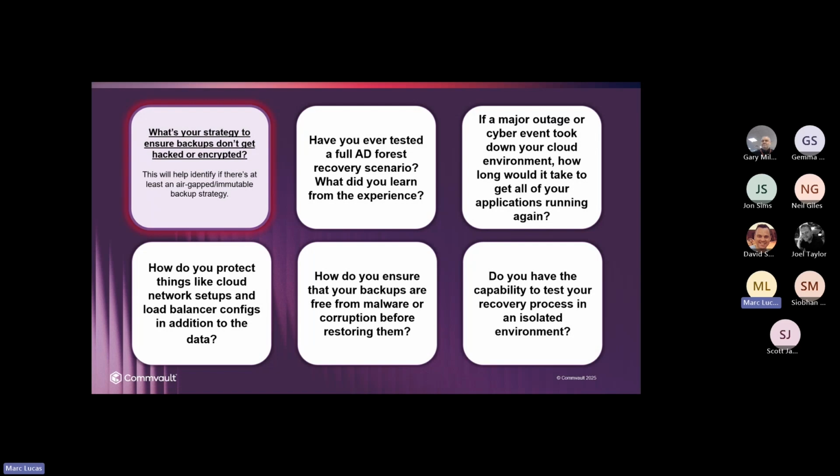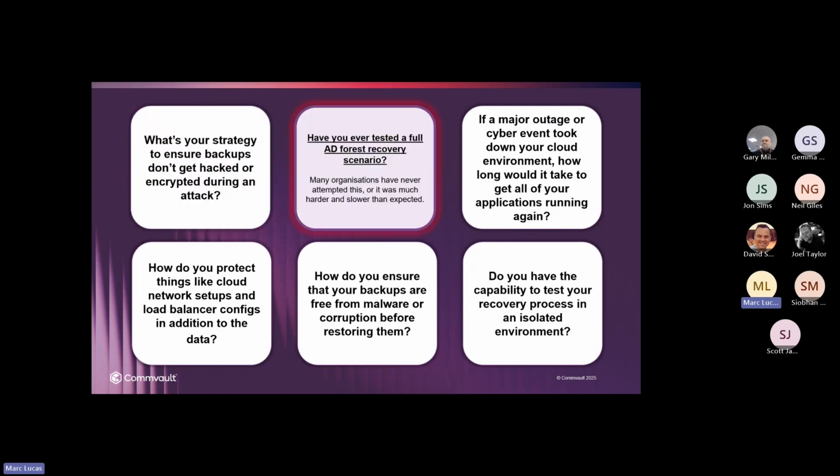Do they have something in place like air gapping or immutability? Have they tested an Active Directory forest level recovery? If they haven't, the official Microsoft guide has 80 to 100 steps. It's very complex. We can automate that process, and we can take what can be recovery that takes days or sometimes even weeks if they follow the more manual process to it being recovered in minutes or hours.